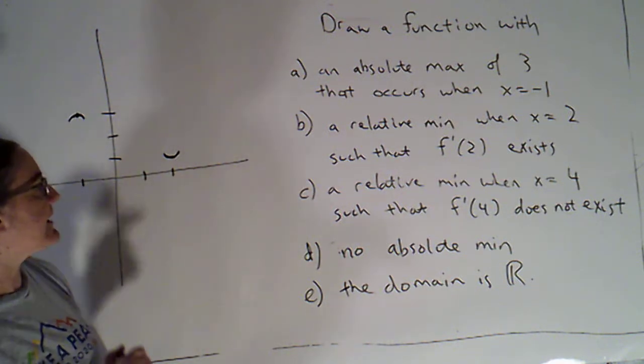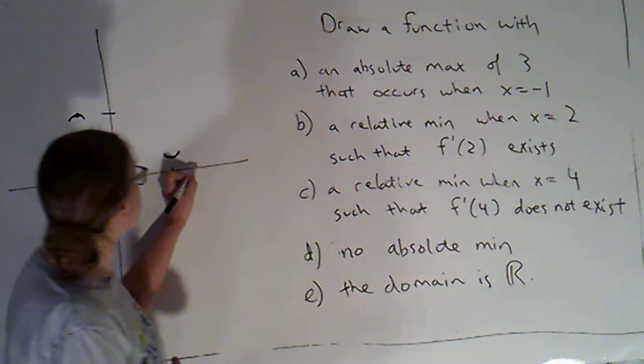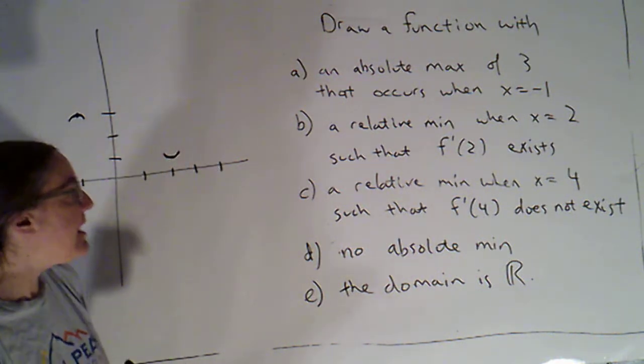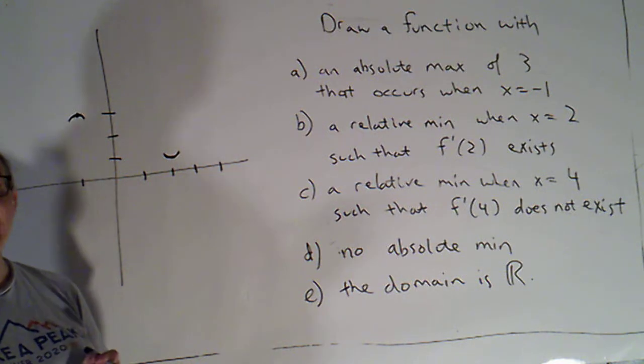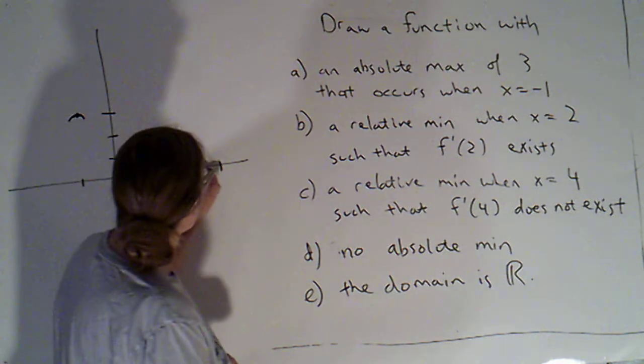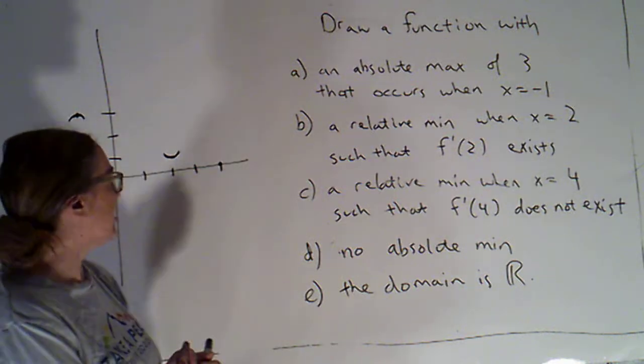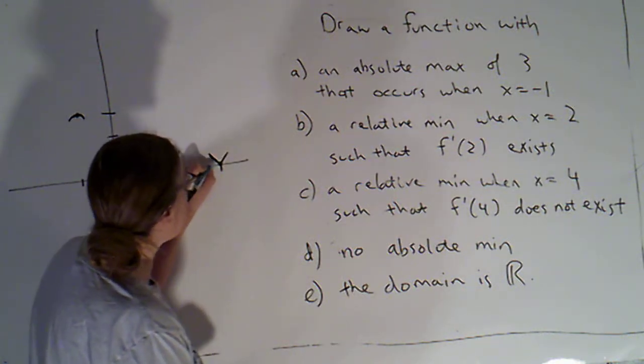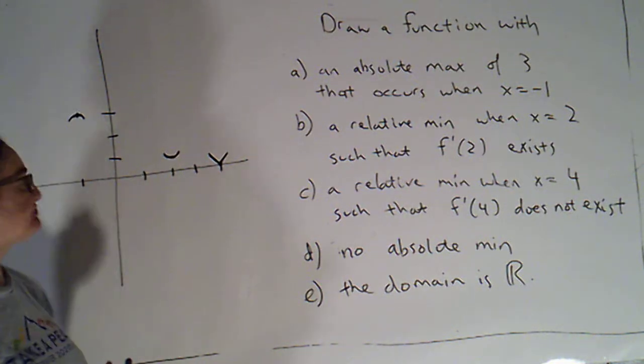Okay. All right, then we want a relative min when x is 4. So I'm going to go up a little bit and then come back down, but I want the derivative at 4 to not exist. So I think what I'm going to do is make my min 0 here. But to make the derivative not exist, I'm going to make it a nice sharp corner.